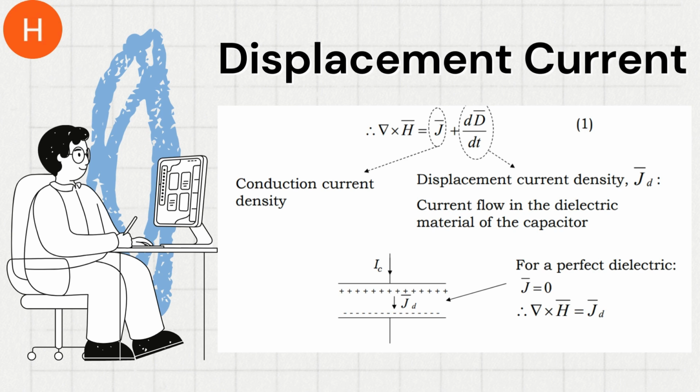For a perfect dielectric, current density is equal to 0, and the curl of magnetic field intensity is equal to the displacement current density. Displacement current density means that the current flows in the dielectric material of the capacitor. And this is the description of the Maxwell equation to displacement current.